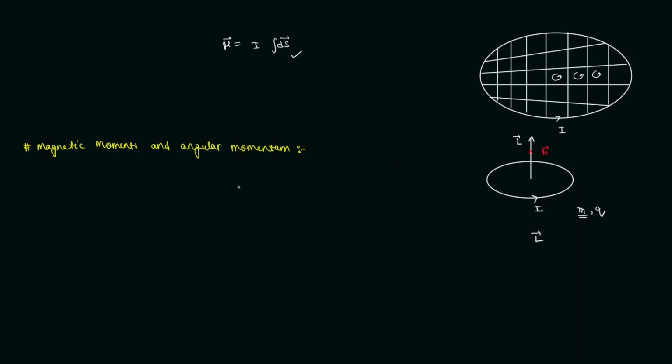Now in atoms, the magnetic moment mu associated with an orbital electron lies in the same direction as this angular momentum L of the electron, and it is proportional to the angular momentum. So this mu is given by gamma times L, where this gamma is known as the gyromagnetic ratio. So therefore, this current carrying loop acts as a gyroscope.